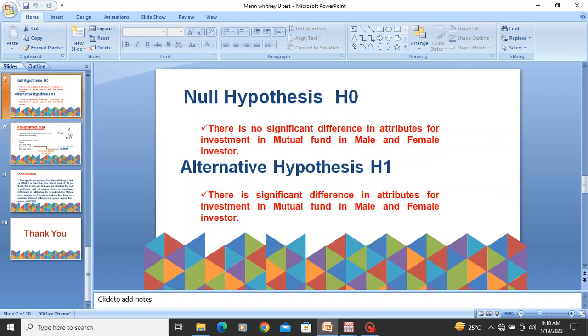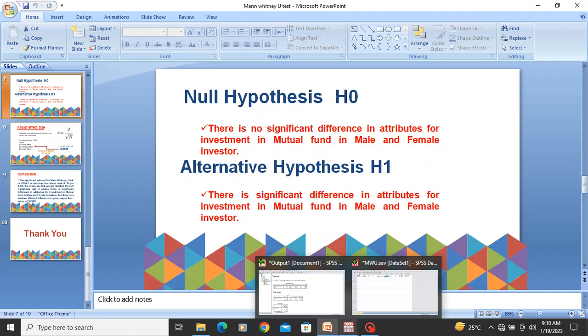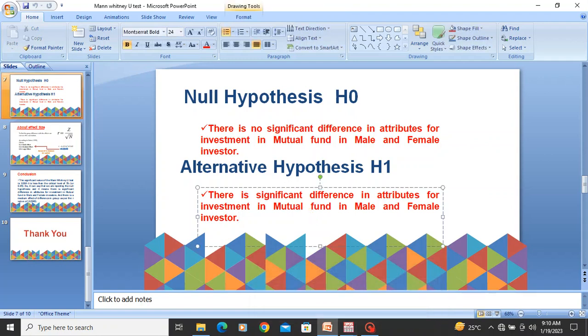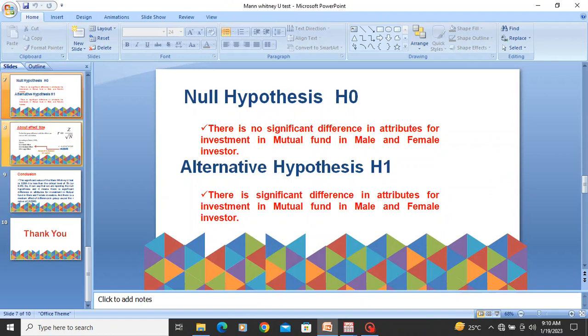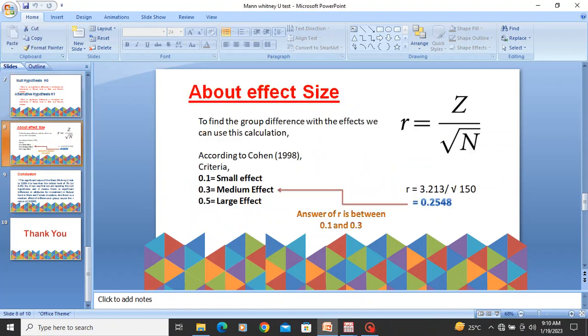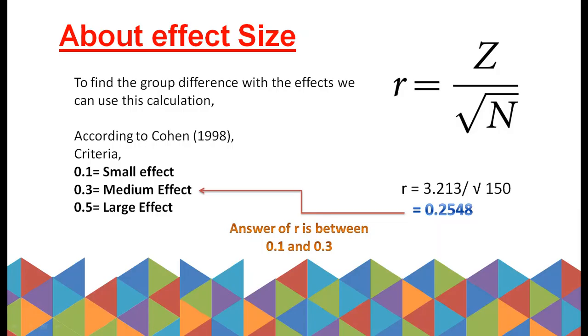But the question arises whether that difference is a small effect, medium effect, or large effect. For that you need to understand this effect calculation. For this group difference, we can use this calculation given by Cohen in 1998, and there are a total of 3 criteria. The equation is r equals Z divided by root of n.